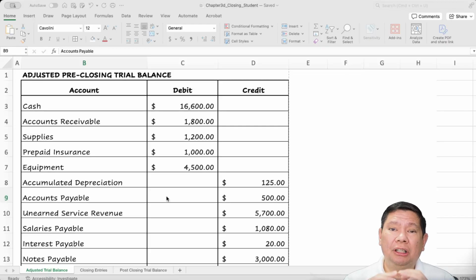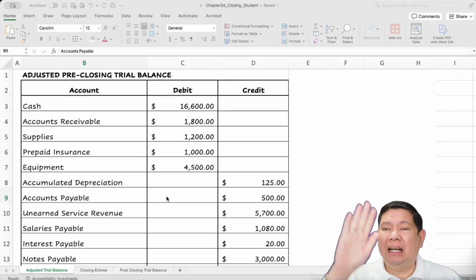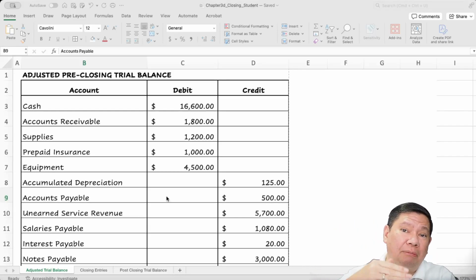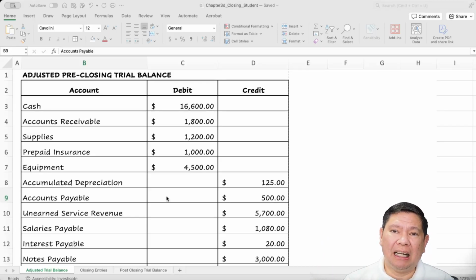Okay, those accounts are called temporary accounts. So March and April, in our example, we did financial statements for March. So before we start April, we have to count from zero again for the revenue, expenses, and dividends. Those are the temporary accounts.